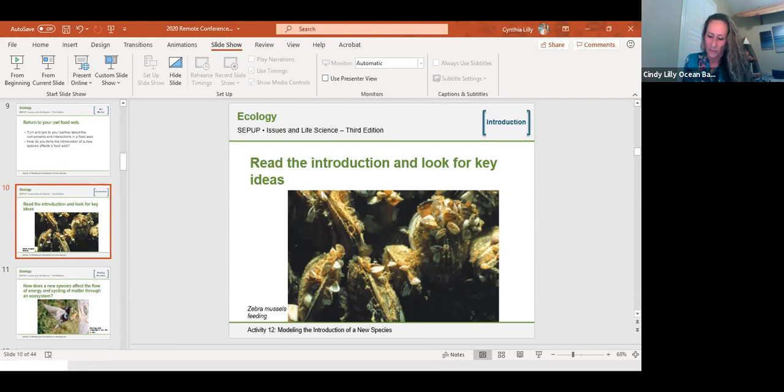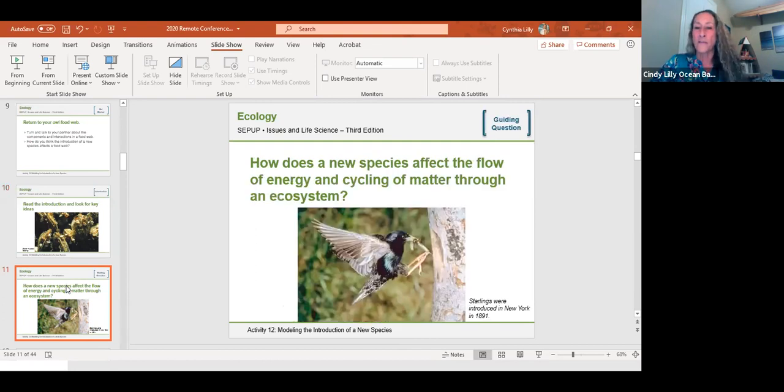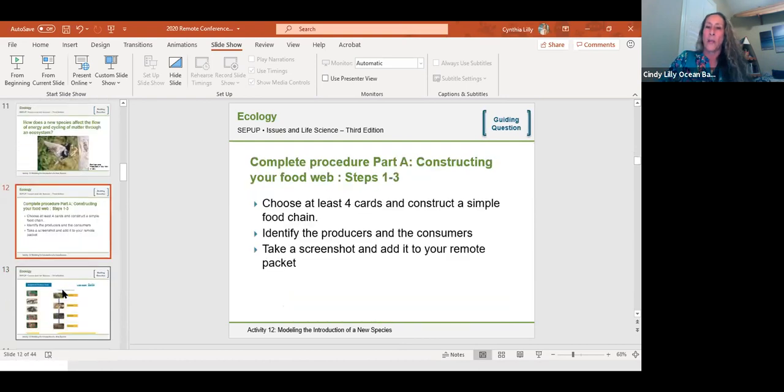Zebra mussels are so efficient at filtering out food from the environment that other animals that feed the same way can't compete with them. So in this activity, you're going to model what happens to matter and energy when a new species is introduced into an ecosystem. So how does a new species affect the flow of energy and the cycling of matter through an ecosystem? So Lisa has dropped in the simulation.